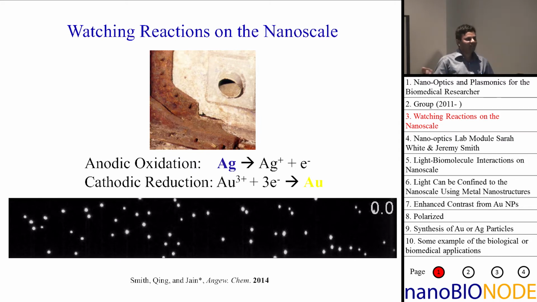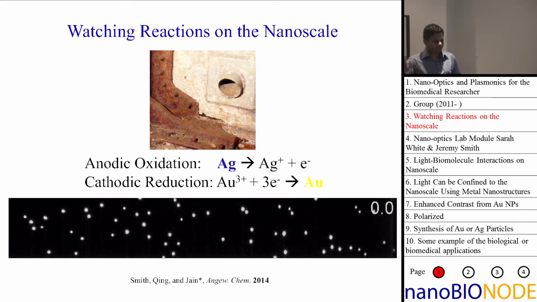You often do this in a flask, and you see color changes. What I'm showing you here is you're watching this reaction take place on the level of single particles. There's a whole range of new information we can collect by watching these at the single particle level. I'm not going to go into detail of this, just to give you a flavor of the kind of techniques and approaches we apply in my lab.